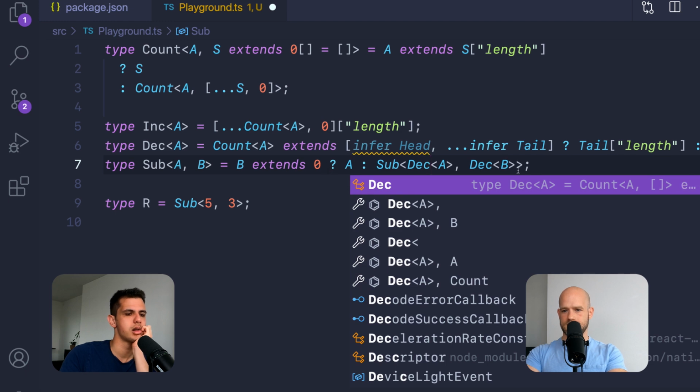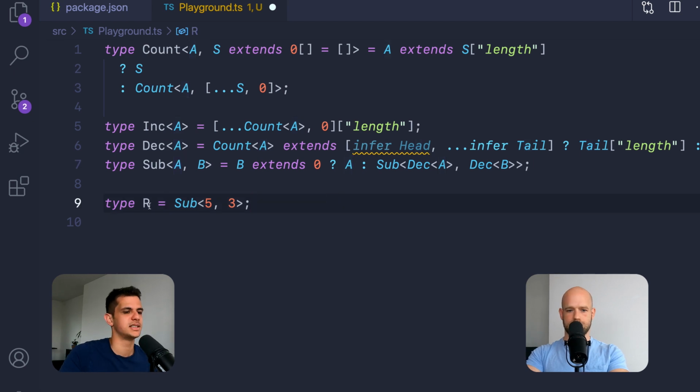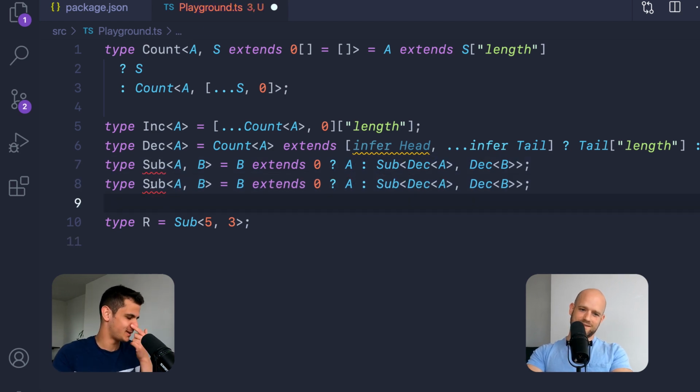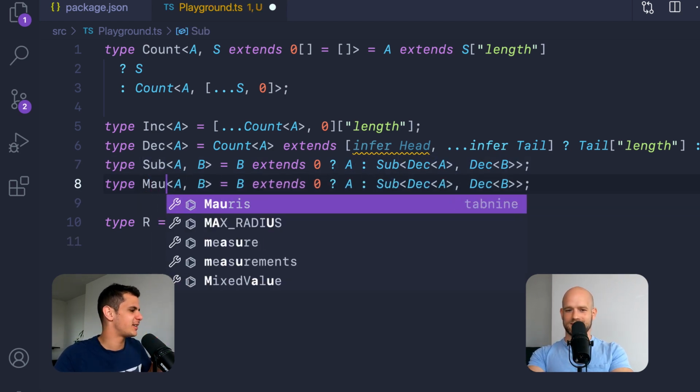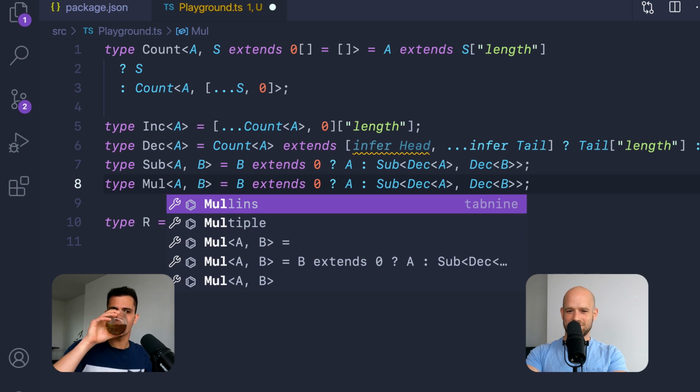And when B equals 0, we return A, and we decrement B. I see, yes. All right. Baby steps. Now we can add and subtract. Now we already go to the second grade. Yes. Let's multiply.